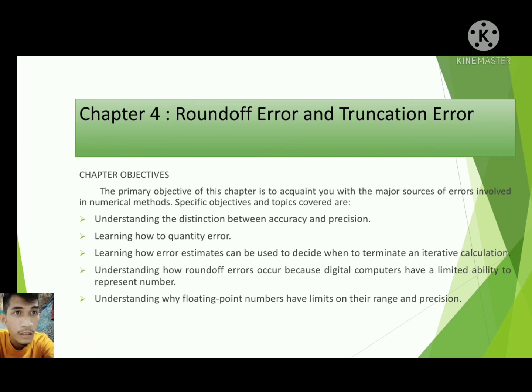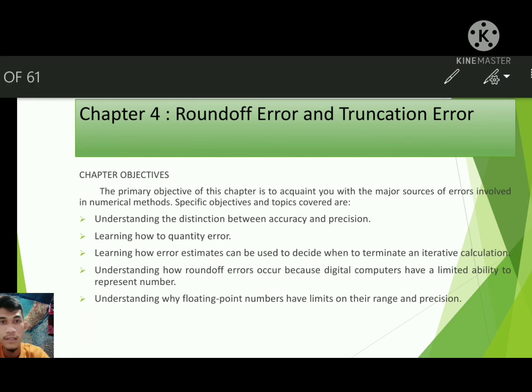Roundoff error and truncation error. Our objectives are understanding the distinction between accuracy and precision, learning how to quantify error, learning how error estimates can be used to decide when to terminate an iterative calculation, understanding how round-off errors occur because digital computers have a limited ability to represent numbers, and last, understanding why floating point numbers have limits on their range and precision. Next.